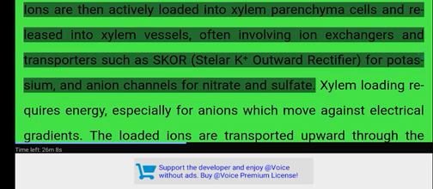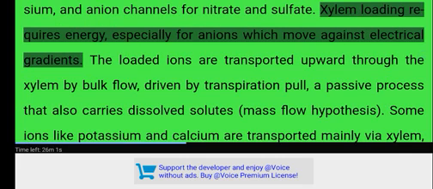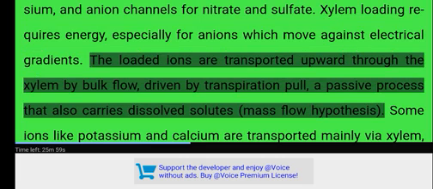Ions are then actively loaded into xylem parenchyma cells and released into xylem vessels, often involving ion exchangers and transporters such as SKOR, the stelar K+ outward rectifier for potassium, and anion channels for nitrate and sulfate. Xylem loading requires energy, especially for anions which move against electrical gradients. The loaded ions are transported upward through the xylem by bulk flow, driven by transpiration pull, a passive process that also carries dissolved solutes. Mass flow hypothesis.